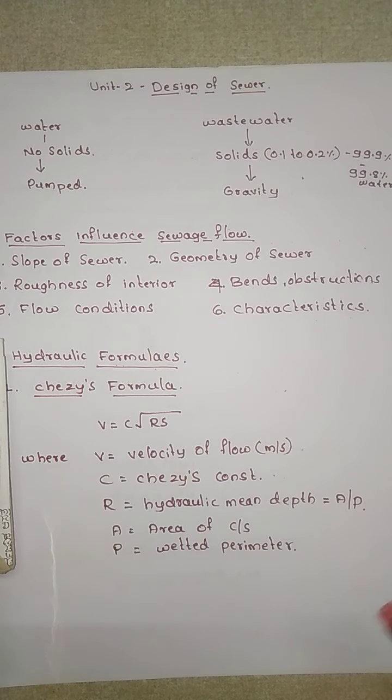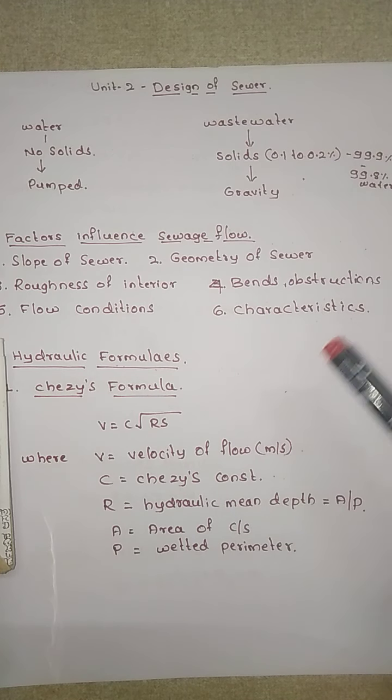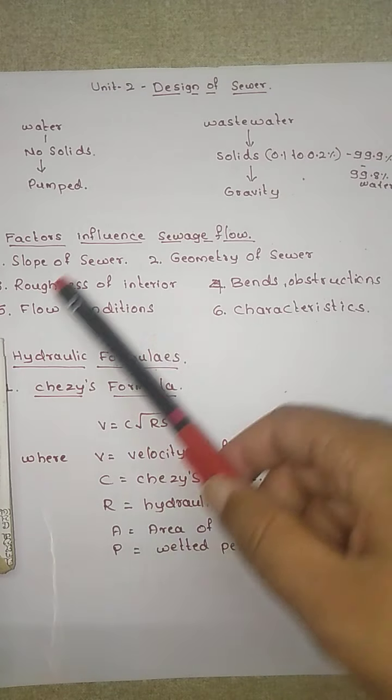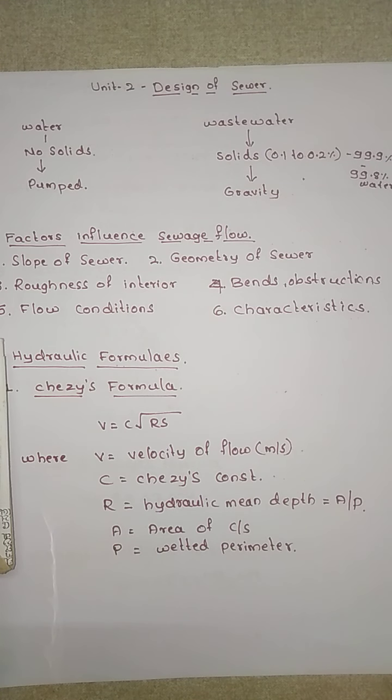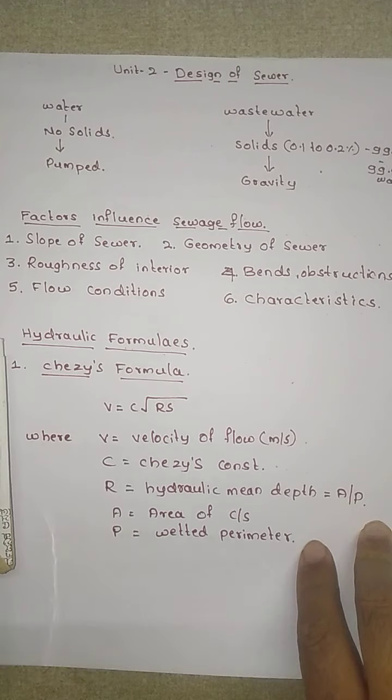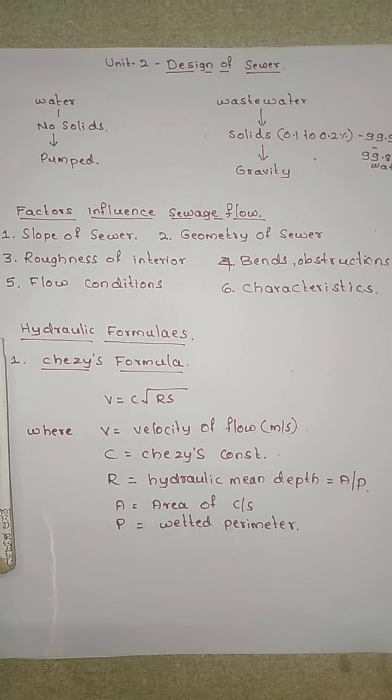Then the roughness of the interior, if roughness is there, then again it is going to create some problem. Then bends and obstructions, if they are there, then there will be a possibility of leakage if pressure is there. Next is the flow condition, whether it is flowing full, partially full, or half full. And then the characteristics of wastewater, whether physical, chemical, or biological characteristics. So these are the factors which influence the sewage flow.